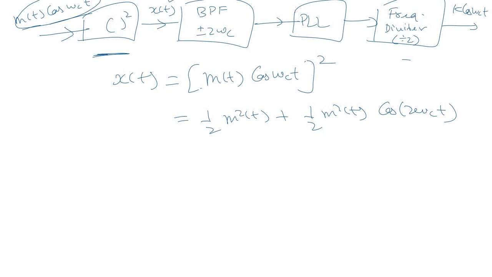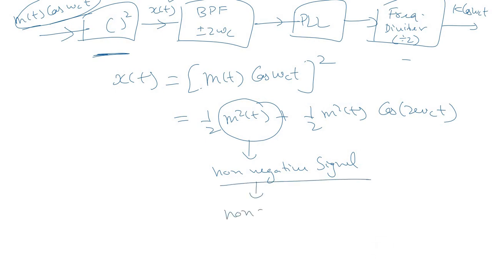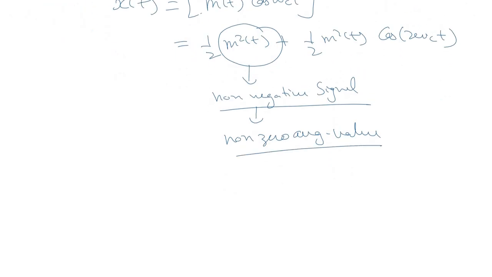Now this m²(t), this is obviously a non-negative signal, and therefore it has non-zero average value. We can say that it's a non-negative signal, hence it has non-zero average value, in contrast to m(t), which has a zero average value. This m²(t) will have a non-zero average value since it is a non-negative signal.